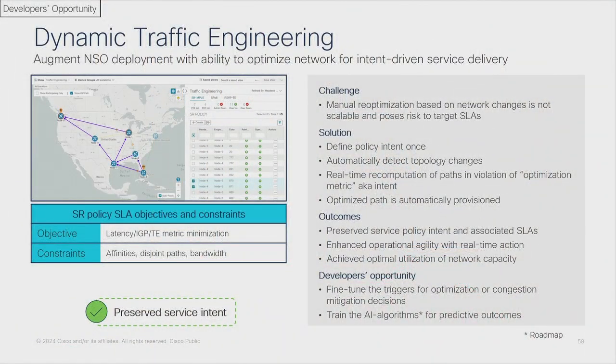Dynamic traffic engineering. This is another example where we have declarative intent-based approach, where we define the service objectives, whether it's minimization of IGP metric, TE metric, minimizing the latency on the network. And this becomes really important because the network is dynamic and we can't manually keep re-optimizing the network. It doesn't really scale, and it adds risk to the SLAs for the services. So in this case, once you define that intent, the network takes care of detecting if there are issues in the network and then be able to re-optimize fairly quickly. And that, again, from developer perspective, you can fine tune the algorithms that actually make it happen.